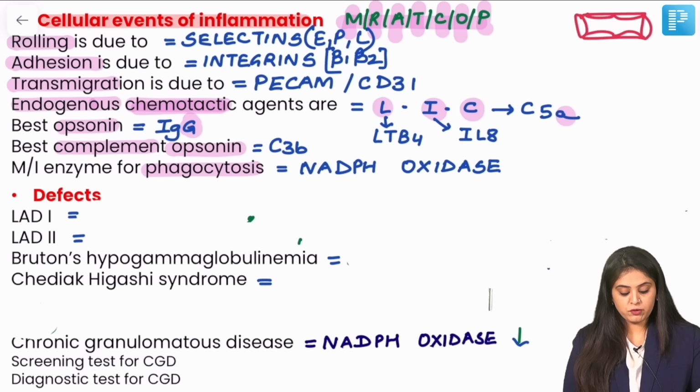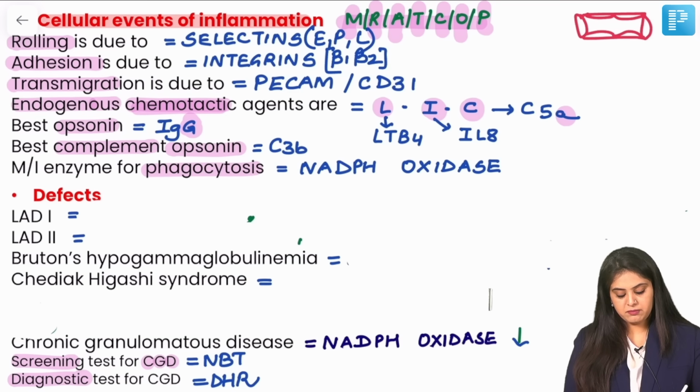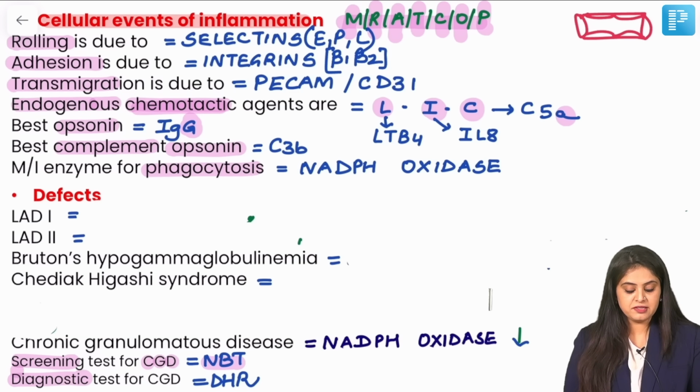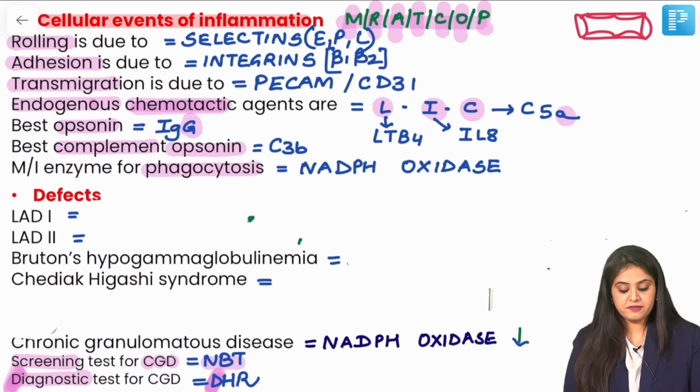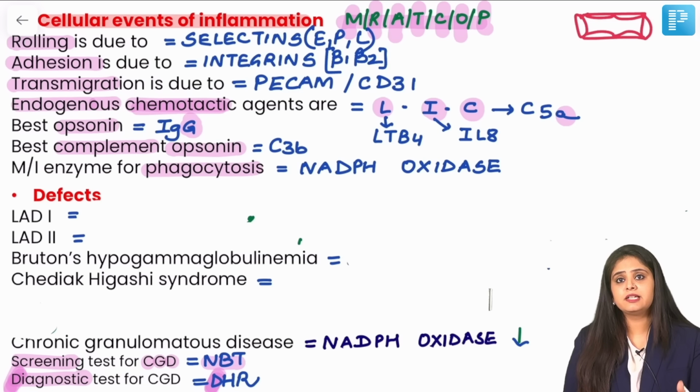Now please note, for CGD there is one screening test and one diagnostic test. The screening test over here is NBT, that is nitroblue tetrazolium test, and the diagnostic test is DHR. If I look at the other defects, LAD1 and LAD2, leukocyte adhesion defect, comes a lot and recently it came in the exam.